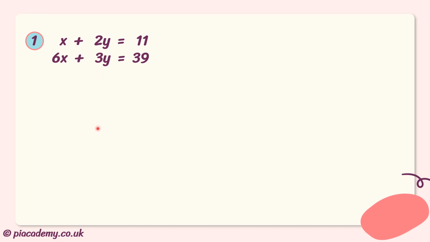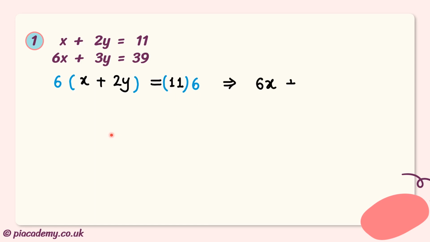Why don't we make the coefficients equal so that we can perform addition or subtraction? To do that, we need to multiply one of the equations by a number that makes the coefficients of one of the variables the same. Let's take the equation x plus 2y equal to 11. Multiply both sides of this equation by 6. We get 6 times (x plus 2y) in brackets and 11 times 6. Simplifying the equation, we get 6x plus 12y equal to 66.